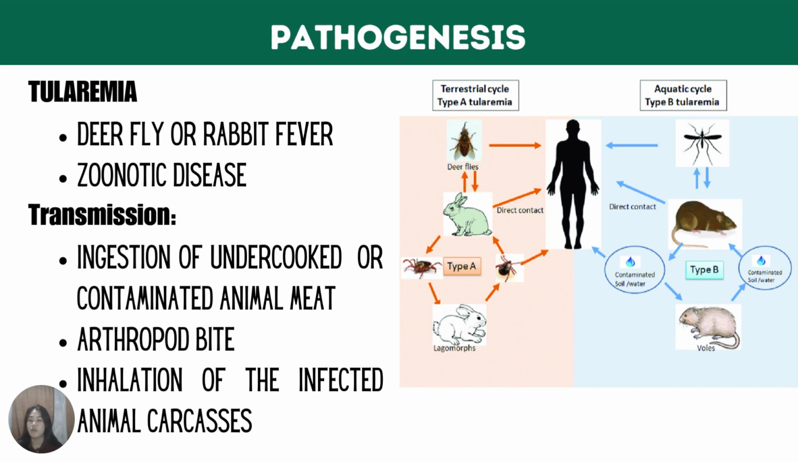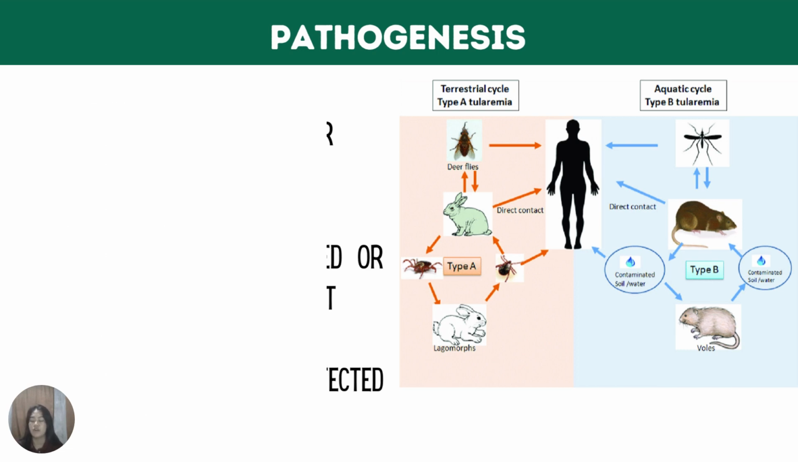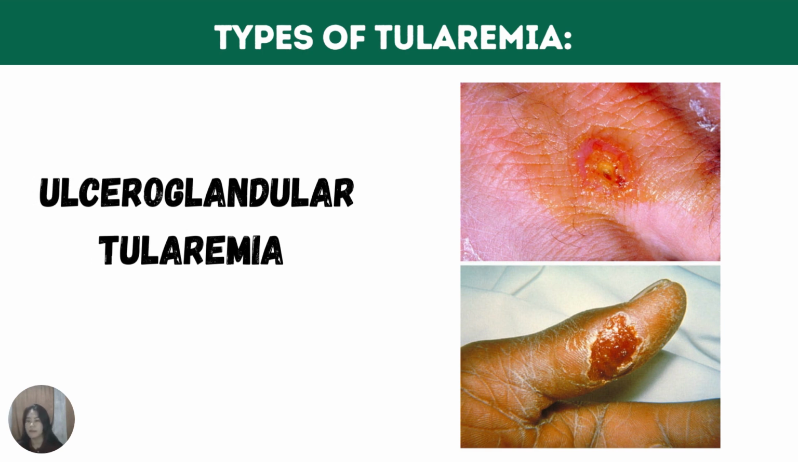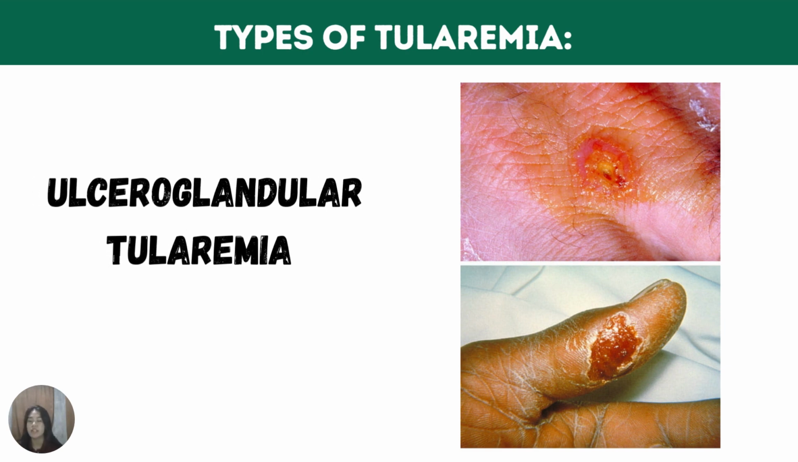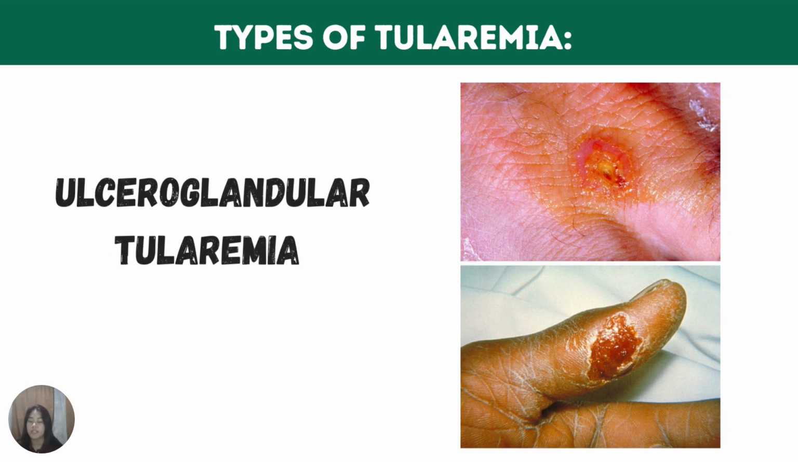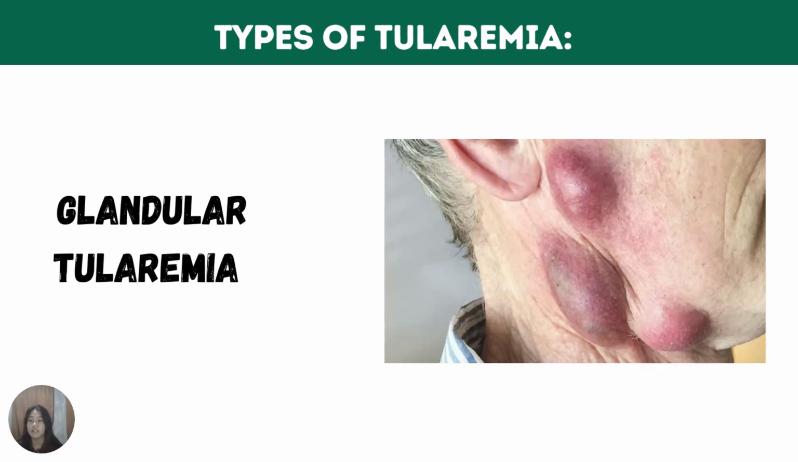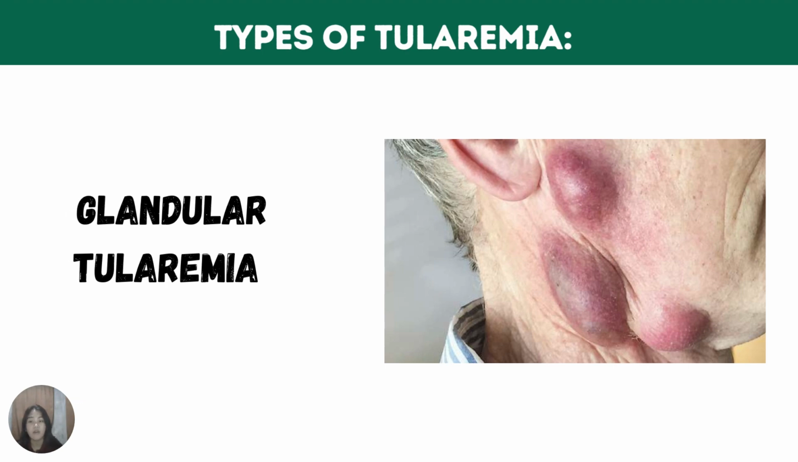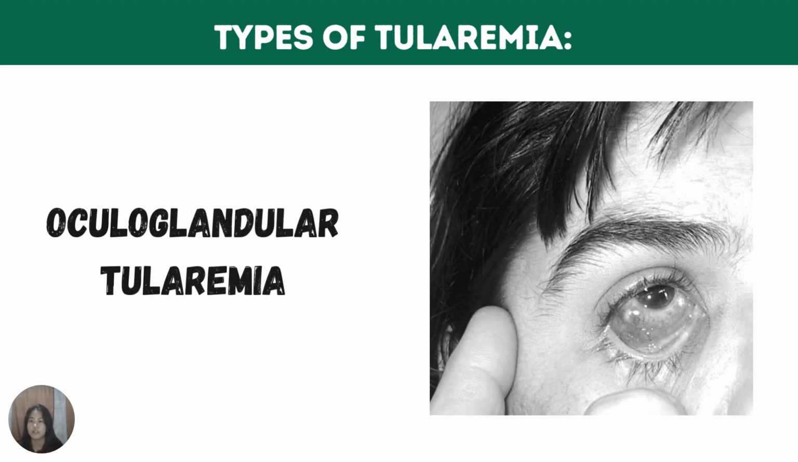There are also 6 forms of tularemia depending on the route of infection. First, we have ulceroglandular tularemia. It is the most common form, which causes skin ulcers with swollen lymph nodes. Second is glandular tularemia, which causes swollen lymph nodes; however, it doesn't cause skin ulcers.